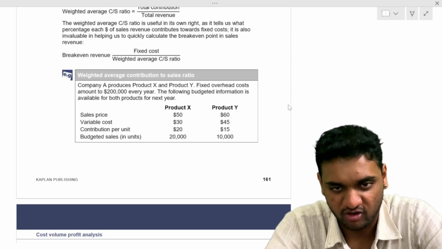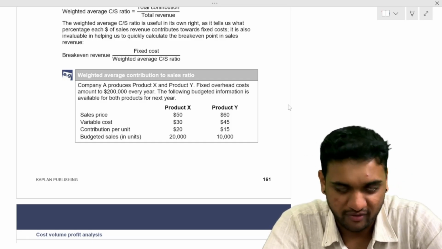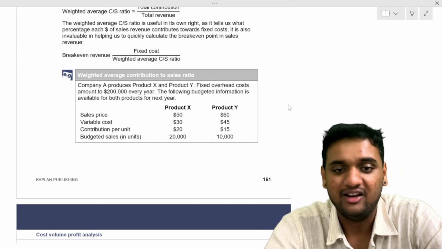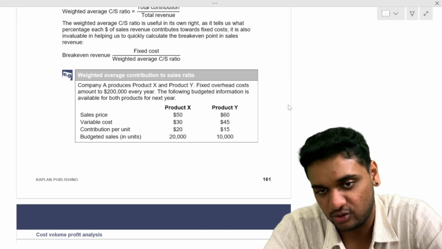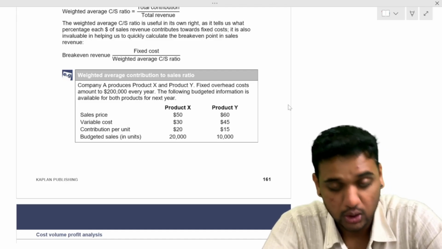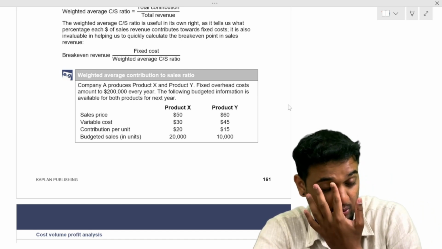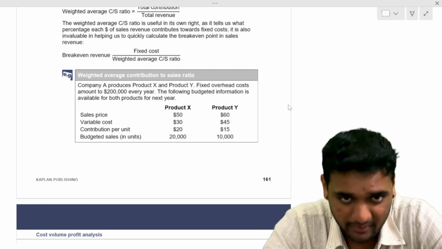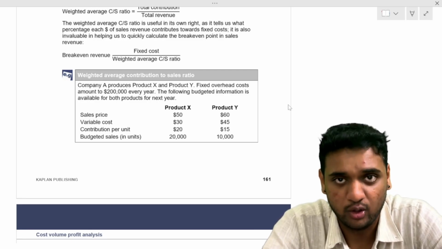Nothing. Total contribution of both the products. Find the total contribution of X plus total contribution of Y divided by total sales of X plus total sales of Y. You will get the weighted average CS ratio. Fixed cost divided by weighted average CS ratio. You will get the break-even revenue or break-even sales.